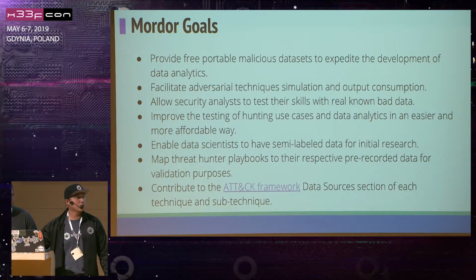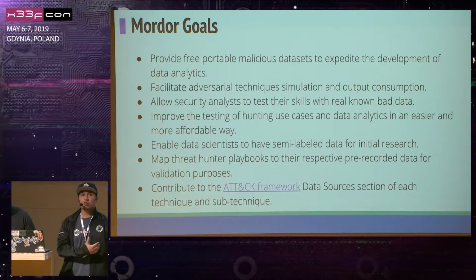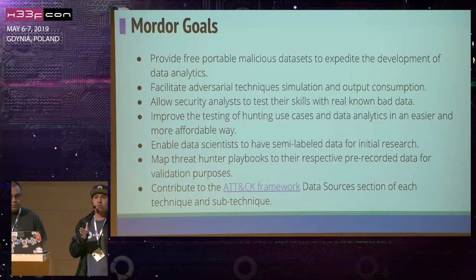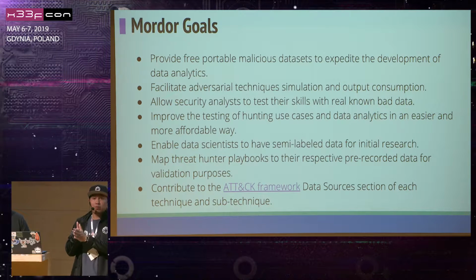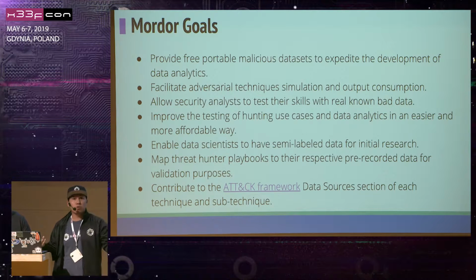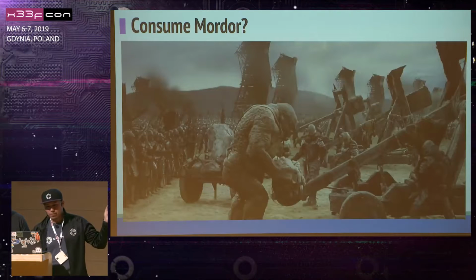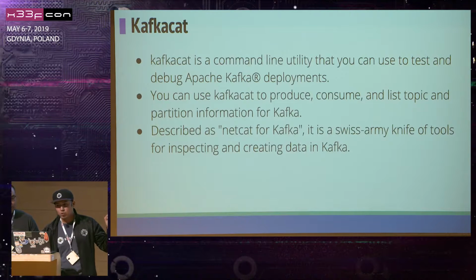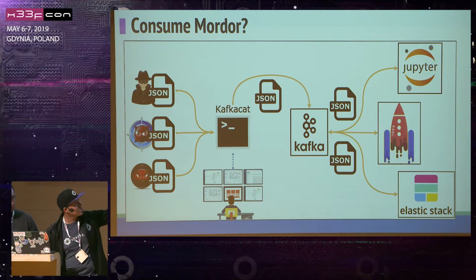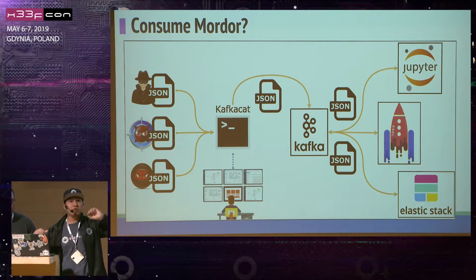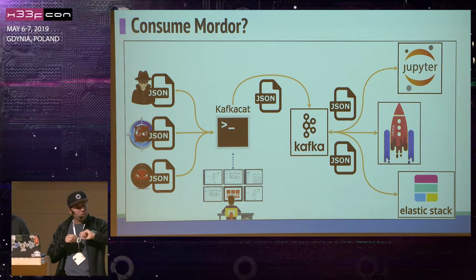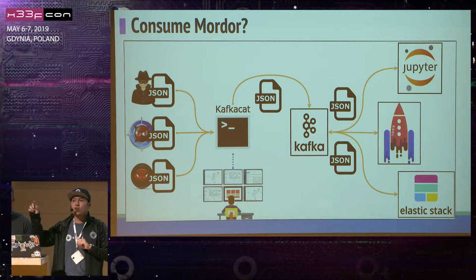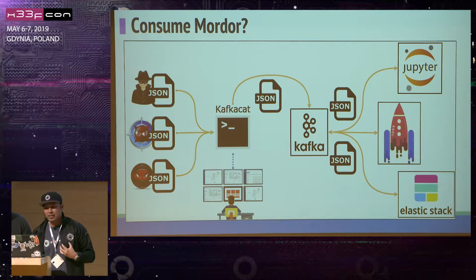So the goal of Mordor is to allow us to share those data sets, because we already took care of the whole execution. If you want to learn about execution, use, for example, the Atomic Red Team project. If you want to focus on the data directly, you can use Mordor. And how does that work? You can consume the data via Kafkacat, which is a tool that allows me to grab the JSON files and push them to a Kafka broker, and then you can use it with Logstash, Jupyter Notebooks, or any other application that can consume that data as well.